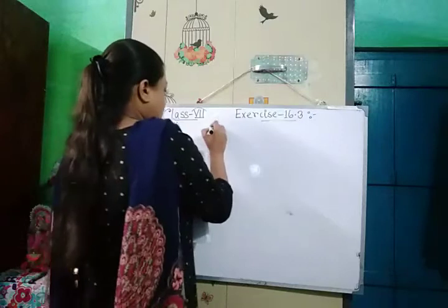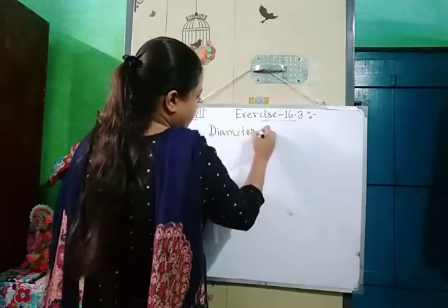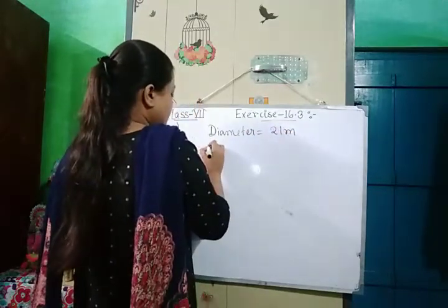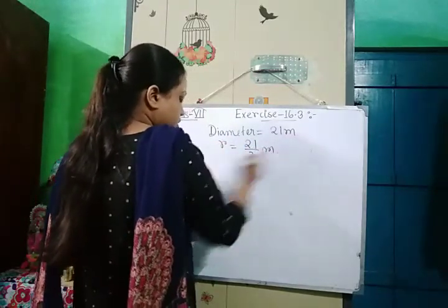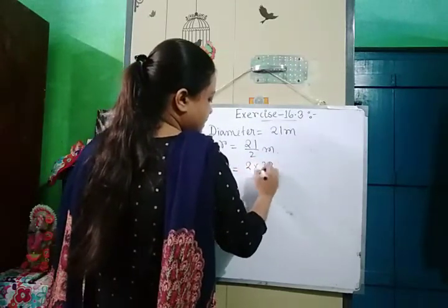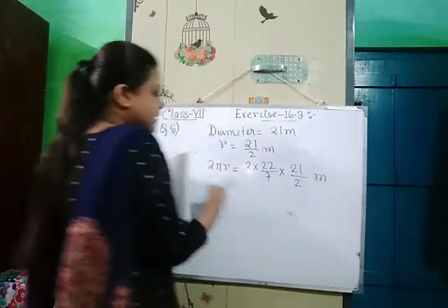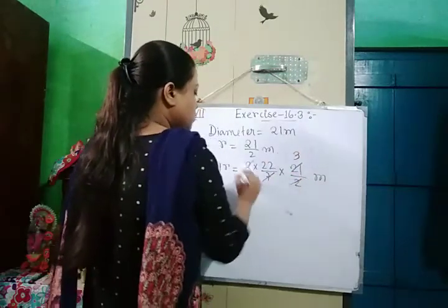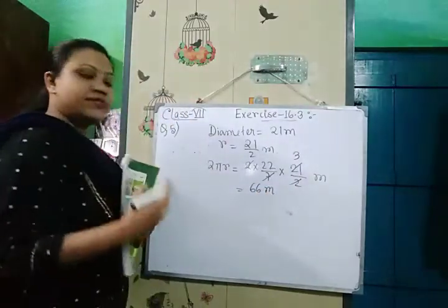So I am just writing diameter, which is given as 21 meter. Therefore circumference, okay, radius r equals to, r will be 21 by 2 meter. So 2 pi r equals to 2 into 22 by 7 into 21 by 2 meter. This is the circumference of the circle. So 7 3s are 21, 2 2 cancelled. It's 66 meter is the circumference of the circle.